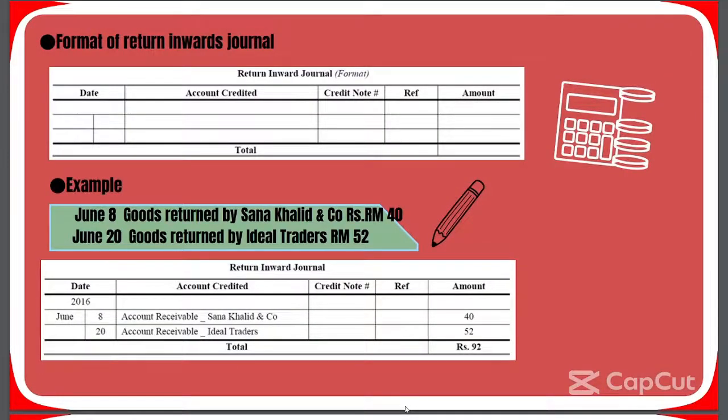The format for the return inward journal is the same as the sales journal. It includes date, particulars, credit note number, folio, and lastly amount. And the next is an example for the return inward journal. The transactions are: 8 June, goods returned by Sana Khalid and Co., 40 ringgit, and 20 June, goods returned by Ideal Traders, 52 ringgit. Then after that, you have to fill in all the transactions in the box.